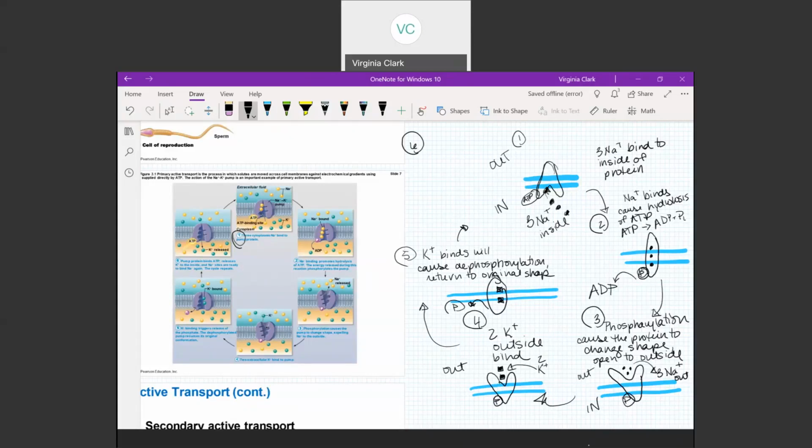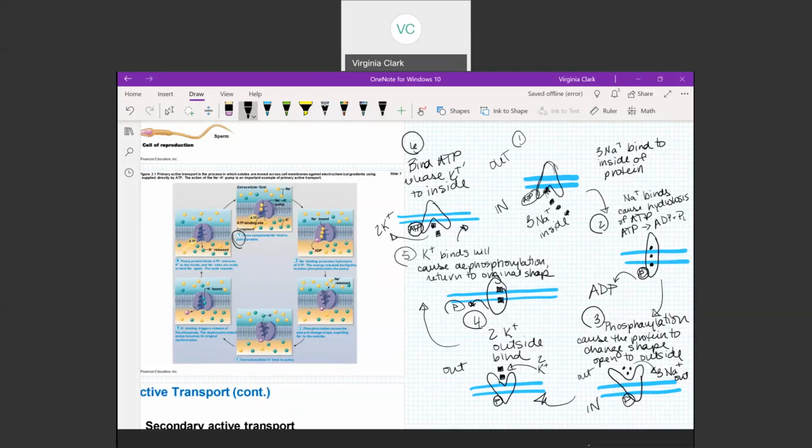And it will bind ATP and it will release potassium to the inside. So here's my plasma membrane. Here's my protein. I have released my 2 potassiums to the inside of the cell, but I did this because I bind ATP back to that spot.